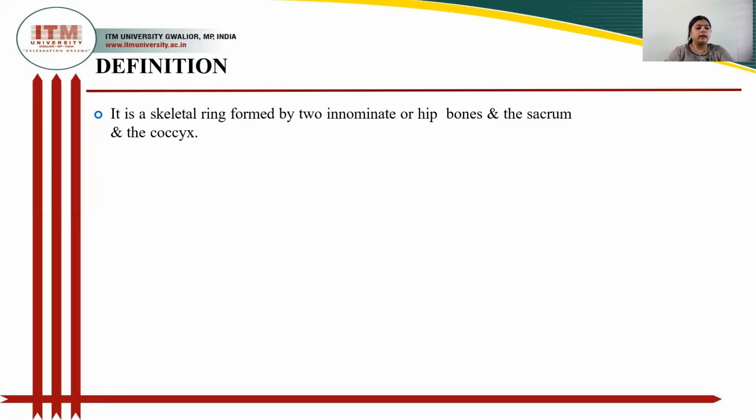Next is how we can define the pelvis. Pelvis is defined as a skeletal ring which is formed between the two innominate or hip bones, a sacrum and the coccyx. How is the skeletal ring formed? With the help of the innominate bones, which are on both sides, and we can also call them hip bones, and a sacrum and coccyx. You see that in the picture.